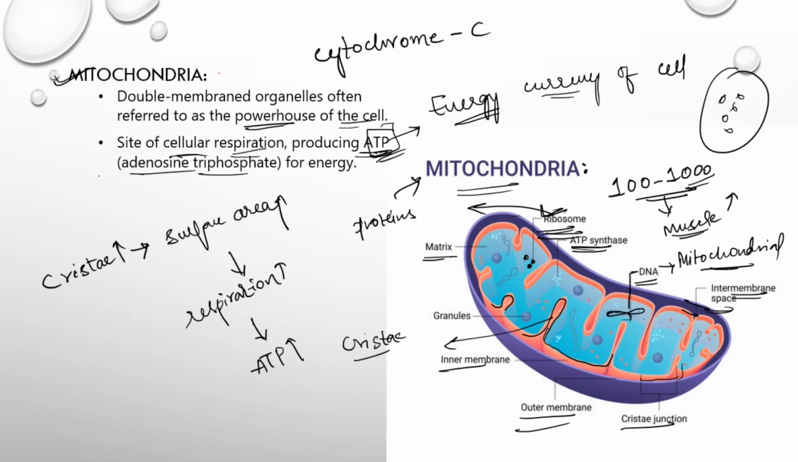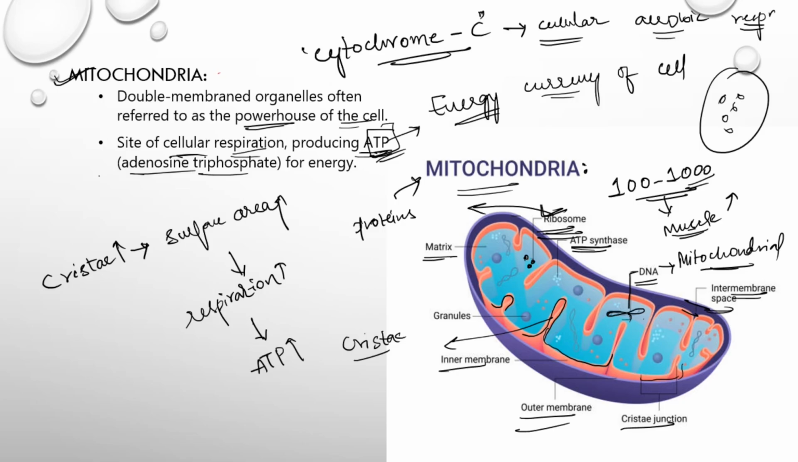Another important thing, cytochrome C. Cytochrome C is one of the important chemical substances present in the matrix of the mitochondria, which is helpful for cellular aerobic respiration. Now what is this aerobic respiration? Cellular means the respiration occurring at the cellular level. Now what is aerobic respiration and anaerobic respiration?